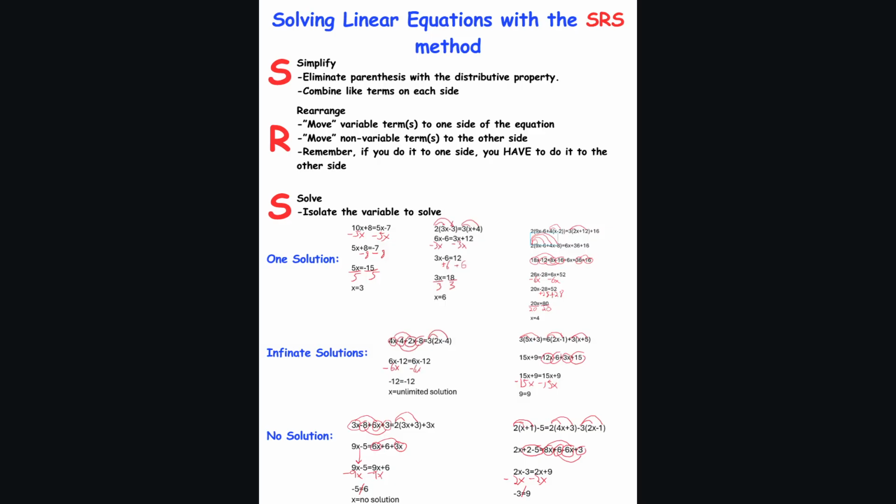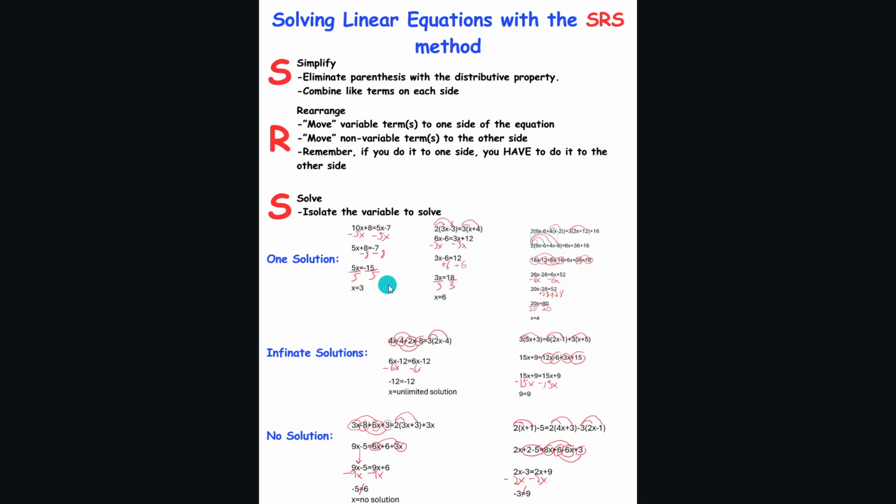When it comes to the different solutions you can have, I have examples for each: one solution, infinite solutions, and no solutions. Under one solution, I did 3 examples, as you can see. I went from simple to more complicated. This one here doesn't use the distributive property.